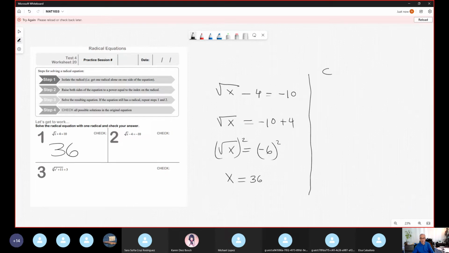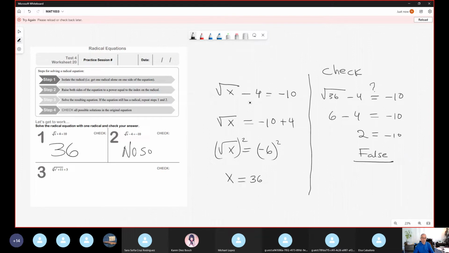The checking part is square root of 36 minus 4 should be minus 10. And square root of 36 is 6, and 6 minus 4 is 2. Okay, not equal to minus 10. Really false. Therefore, no solution. Empty set. That's another way to express the same idea.